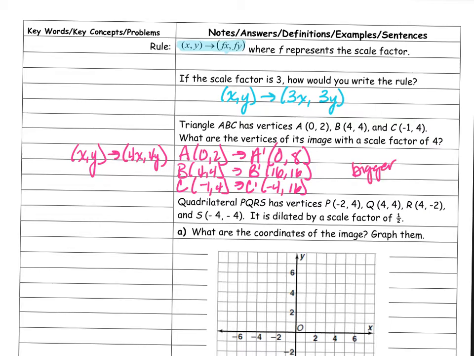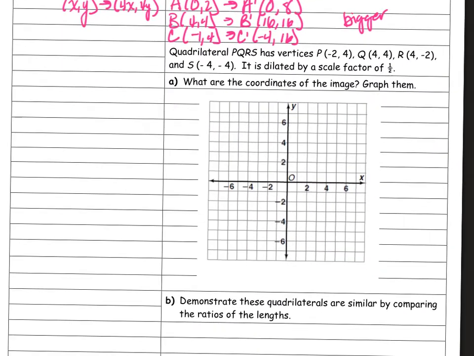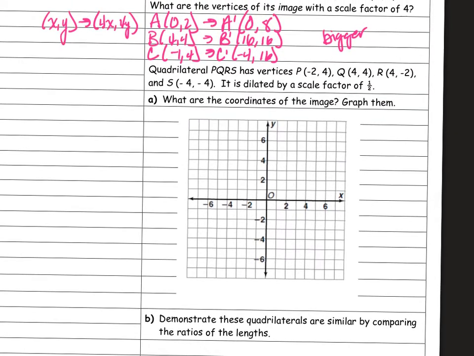Okay. So here we're going to do some on a graph. Okay, so quadrilateral PQRS has vertices P (-2, 4), Q (4, 4), R (4, -2), and S (-4, -4). It is dilated by a scale factor of 1/2. What are the coordinates of the image? Graph them.